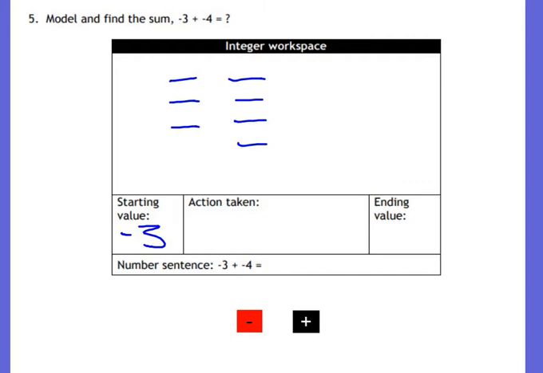So now what do I do? You add, you count them. You count how many negatives, and how many do I have? 7. So my ending value is -7.